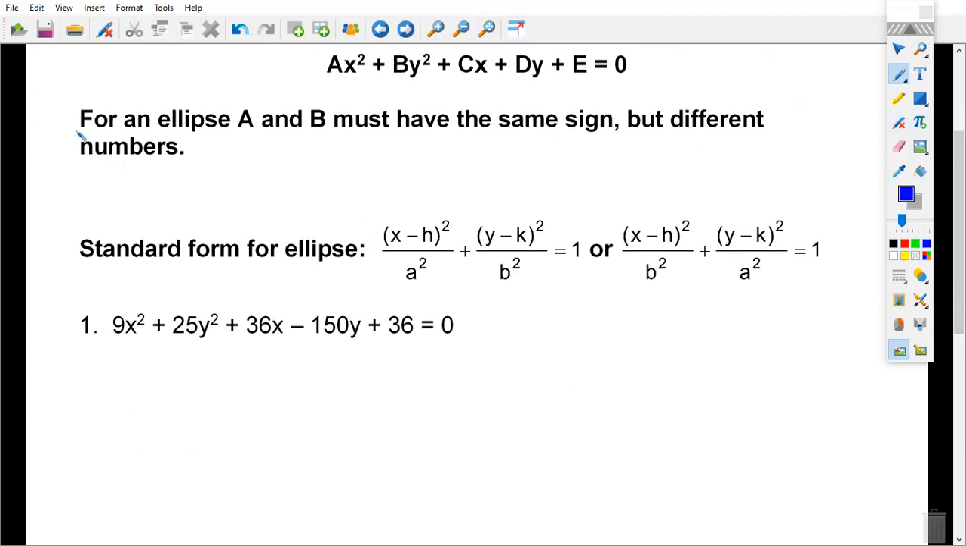All right. From ellipse, A and B on here must be the same size. So they both are positive or they both are negative. So they both have to be both positive or both negative, okay? But your A cannot equal your B, okay? A cannot equal B because therefore it would be a circle, right? If A equaled B, then it would be a circle because therefore it's a radius and same distance, okay?